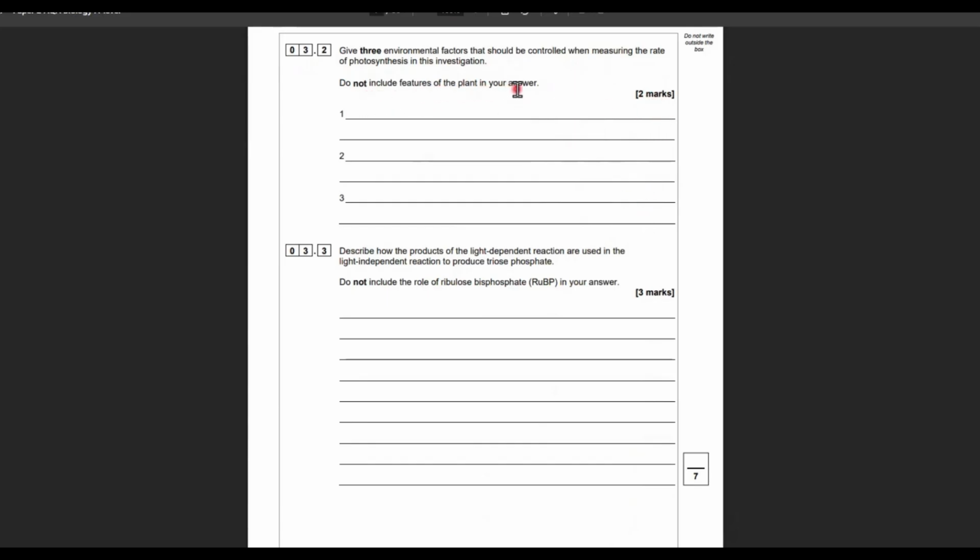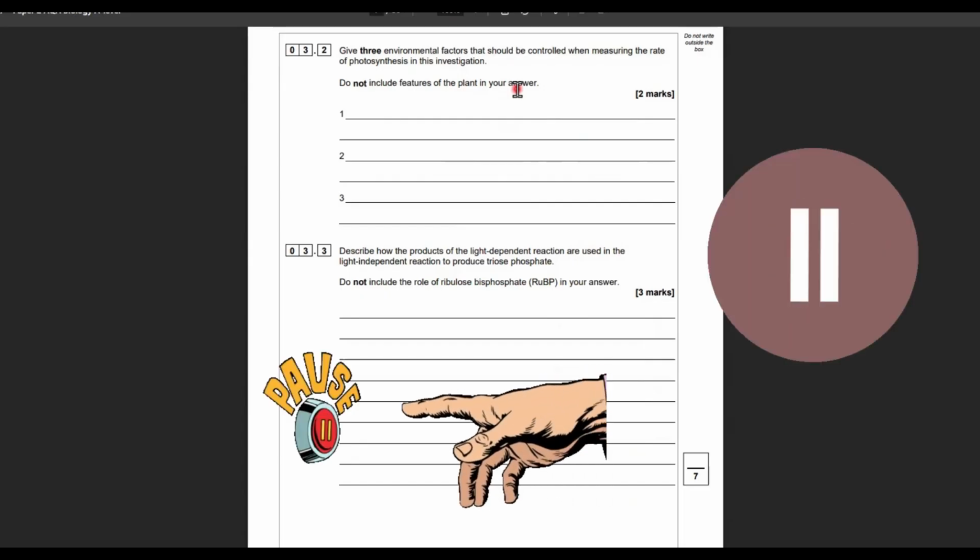It says don't include features of the plant, so don't say species of plant, surface area of the leaves. Don't do any of that. Nothing about the plant itself. So we're really looking at abiotic factors, peeps. Pause the video, have a go. All right, I'm going to go through the answers.